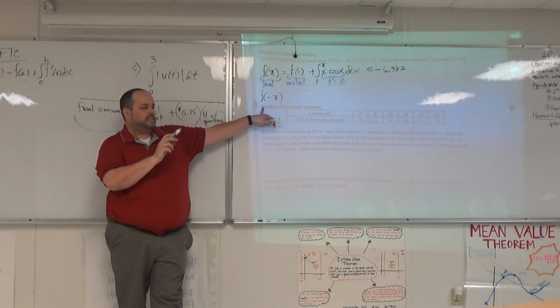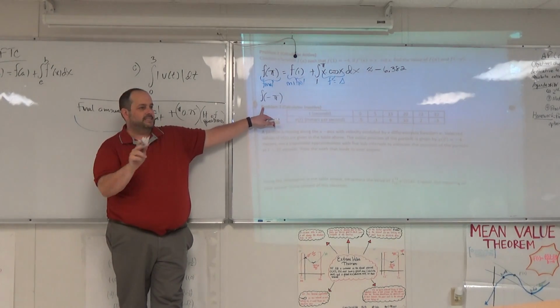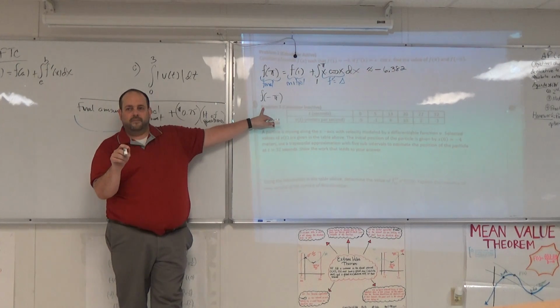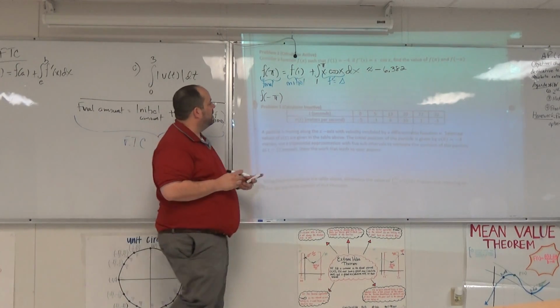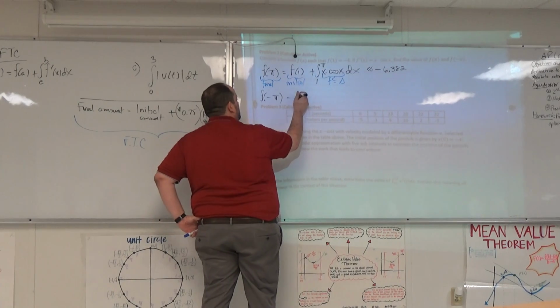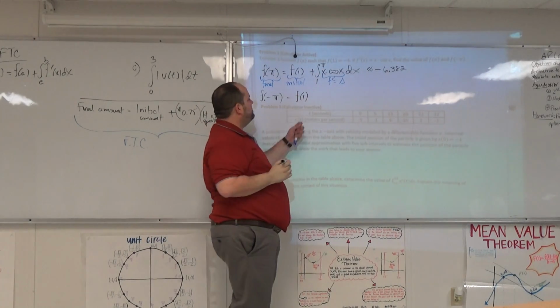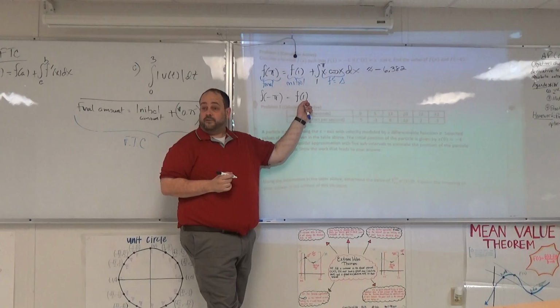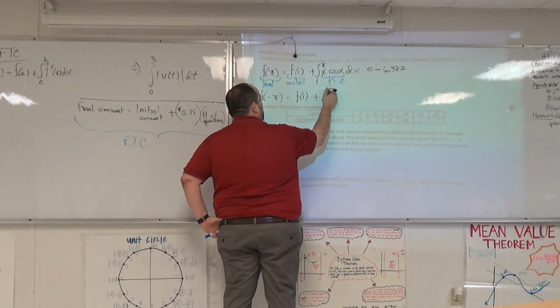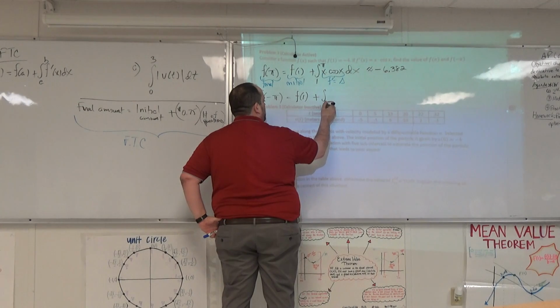Okay, f of negative pi. Let's get some hands on this. What's your setup? I don't care about the number, I care about the setup. How are you going to get f of negative pi? Okay, Lewis, what you got? F of negative pi equals f of 1. Okay, and you're using f of 1 because you know the value of f of 1, right? And then what? Plus the definite integral from negative pi to 1.